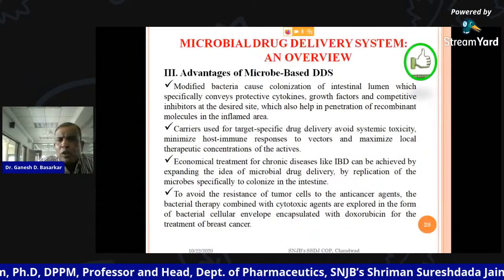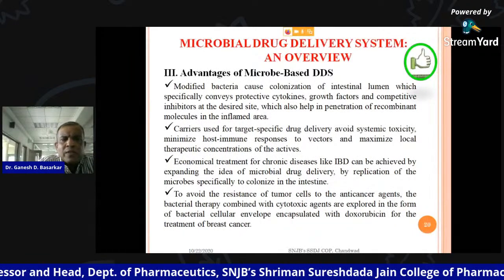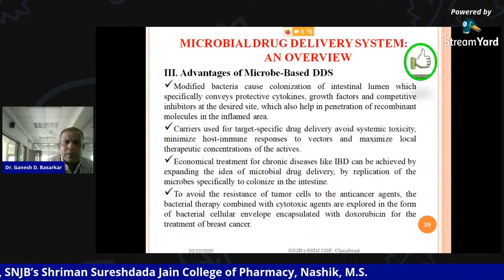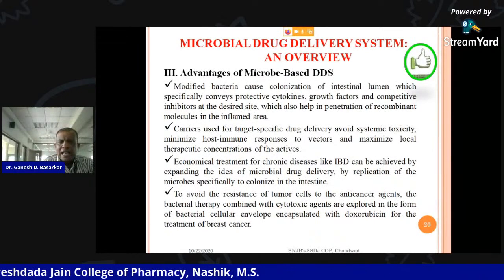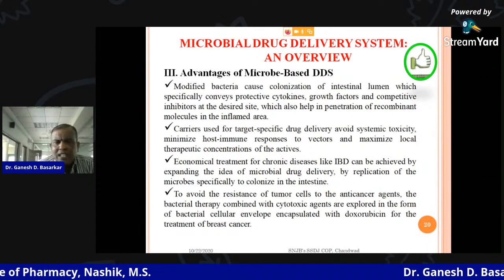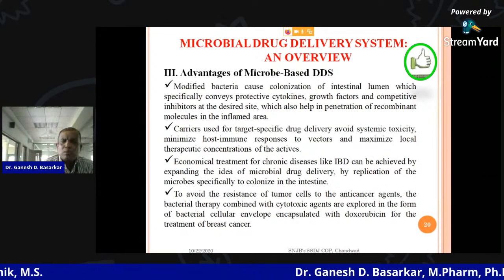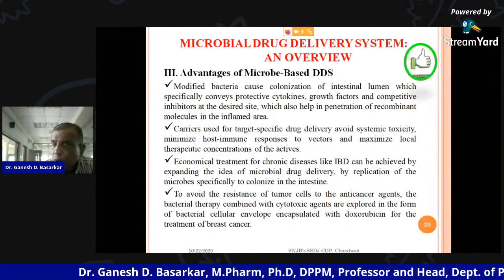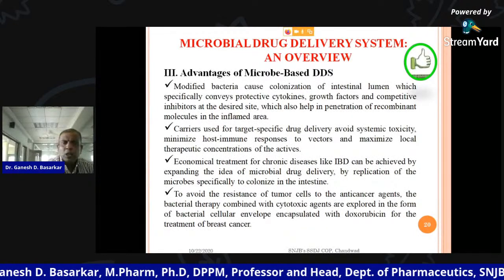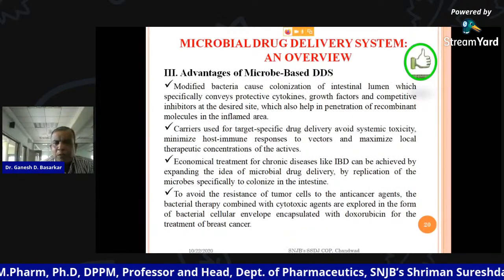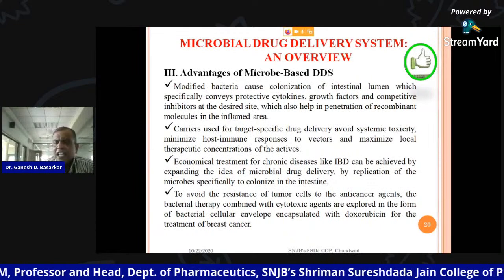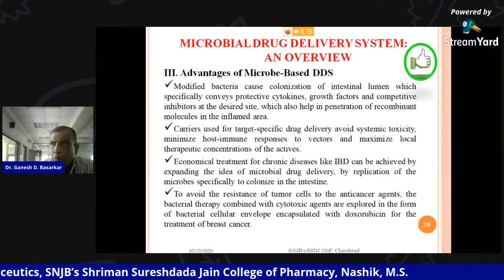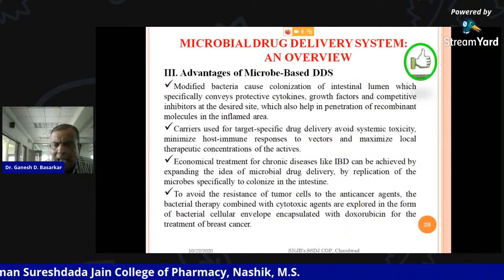Modified bacteria cause colonization of the intestinal lumen, which specifically conveys the protective cytokines, growth factors, and competitive inhibitors. They are used as carriers for targeted, specific drug delivery systems, which minimizes toxicity and the host immune response to vectors, and maximizes the local therapeutic concentration of the active ingredient at a particular site. Economical treatment for chronic diseases like irritable bowel syndrome can be achieved by expanding the idea of microbial drug delivery by means of local action.